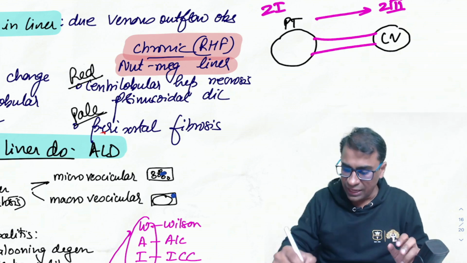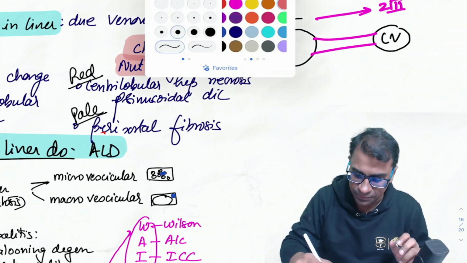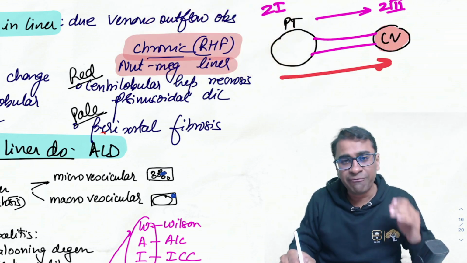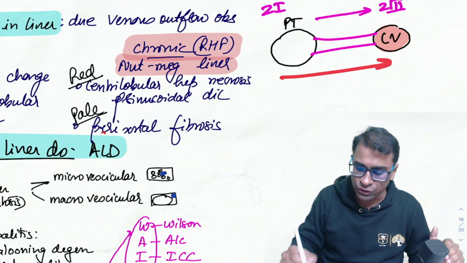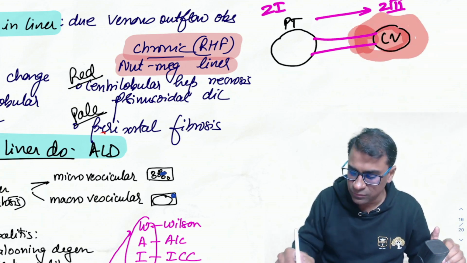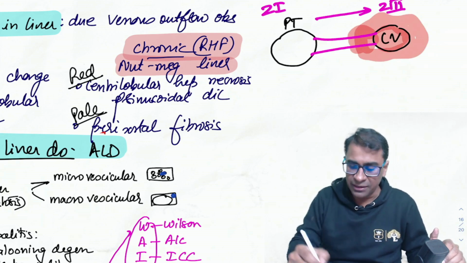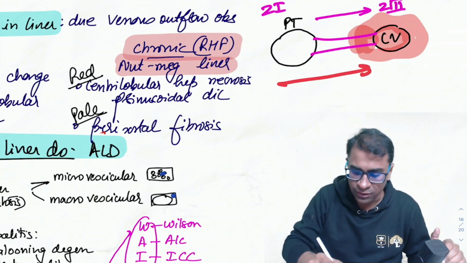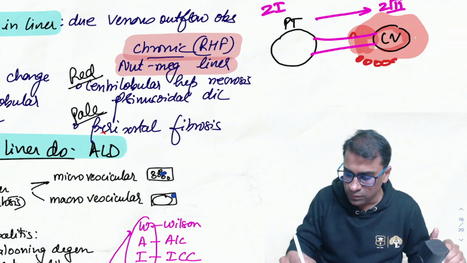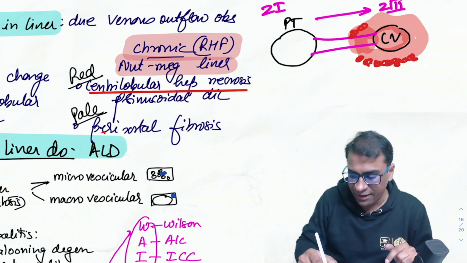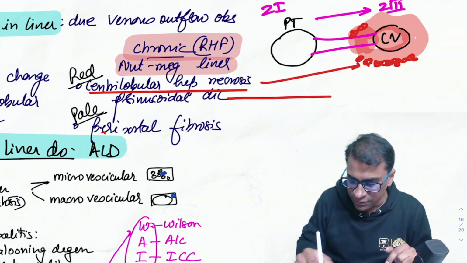Suppose a patient has a condition here. Blood will not flow here, so all the sinusoids here will have more blood. It's congested like this. If the blood is not flowing, all the liver cells around it will get necrosed. So what you say is centrilobular liver necrosis and sinusoidal dilatation.